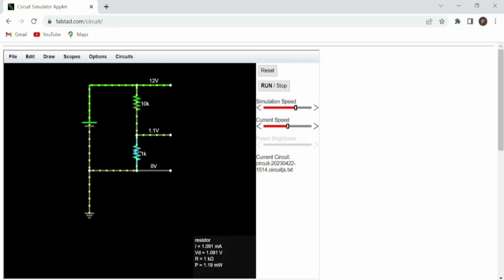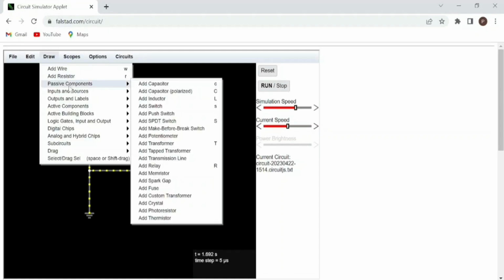Now some people may ask me, Yashwardhan, you have used a DC source and it's okay, but what about an AC source? Let me show you that also. Now just remove this DC source. Now let me go to inputs and sources.